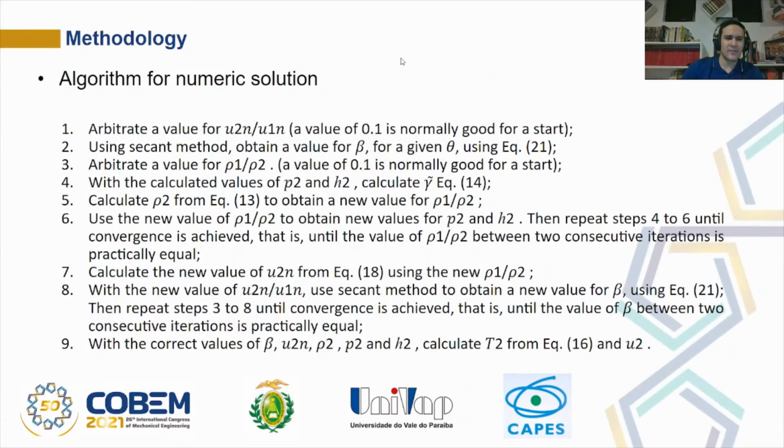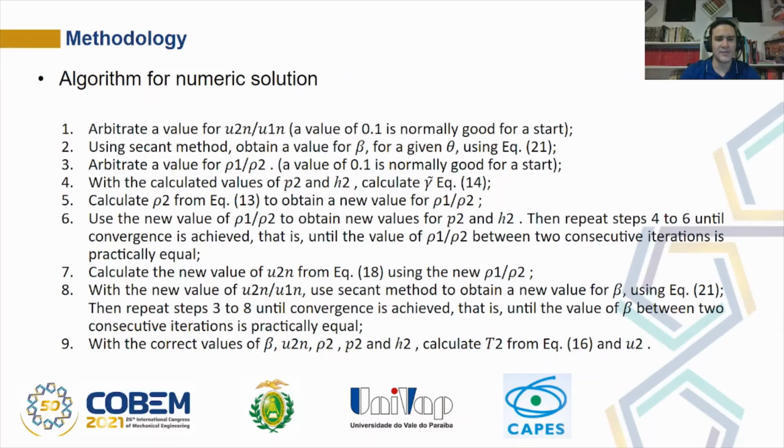So the algorithm for numeric solution of the previous equations is this. First, arbitrate a value for the normal velocity ratio. A value of 0.1 is good. Second, using secant method, obtain a value for beta for a given theta using equation 21. Third, arbitrate a value for density ratio. A value of 0.1 is good.